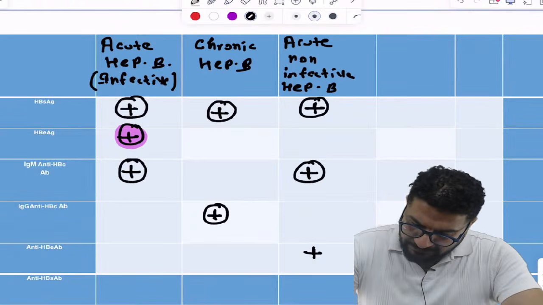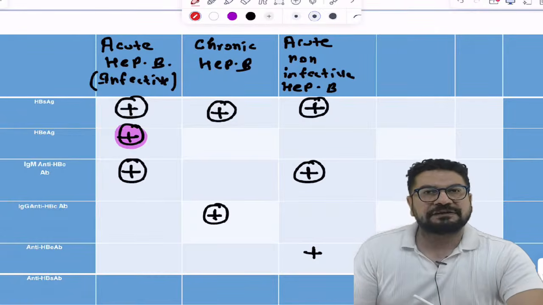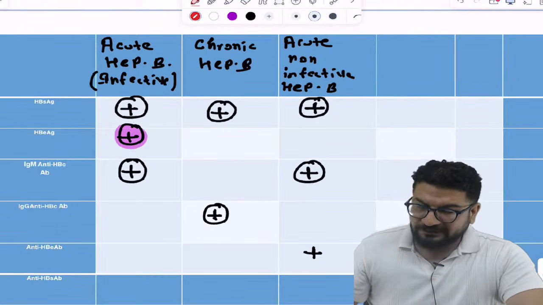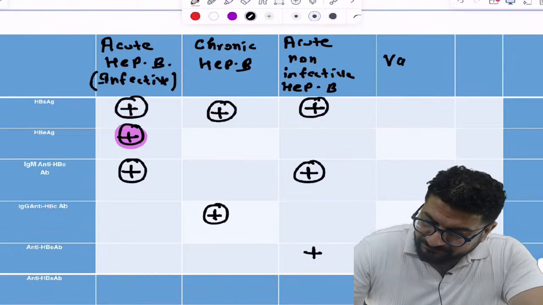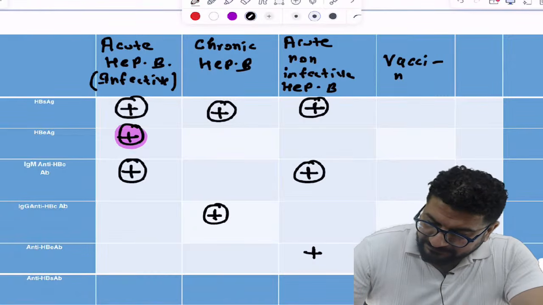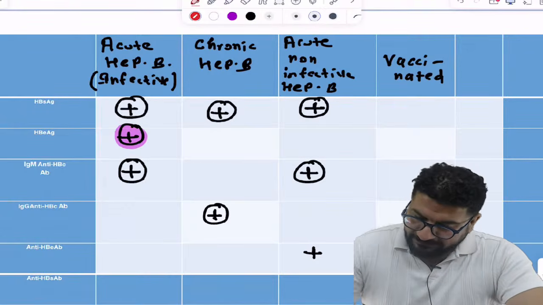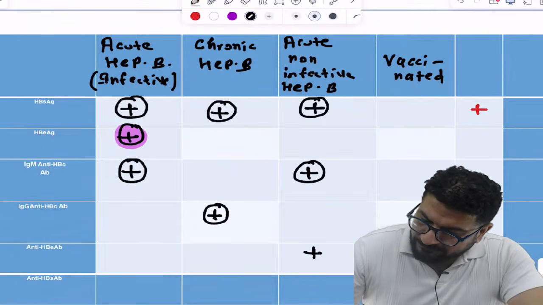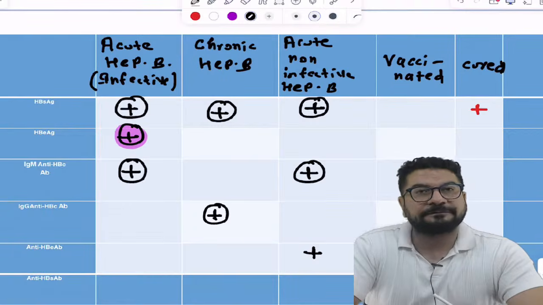Suppose if you see only this is positive, अगर सिर्फ ये positive आ गया, then what do we call this? Antibodies against surface antigen. अब इसको आप लोग बोल रहे हो cure, no, it is not cure. Cure से पहले क्या चाहिए? एंट्री. एंट्री तो हुई नहीं, तो उसको हम बोलते हैं vaccinated. This is vaccinated. And suppose if I write like this, this is what we call cured. एंट्री हुई फिर ठीक हो गया, cured.